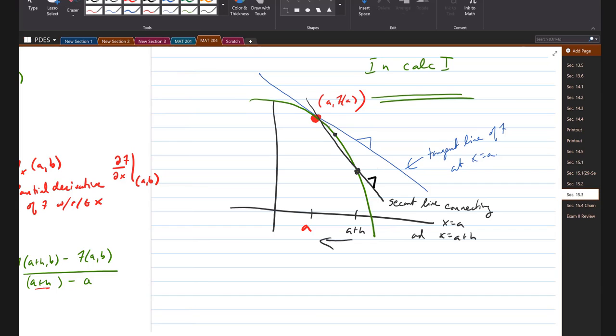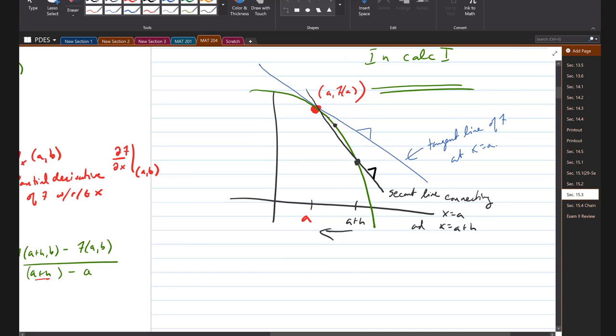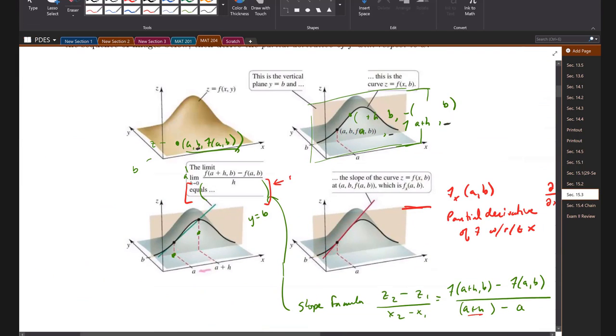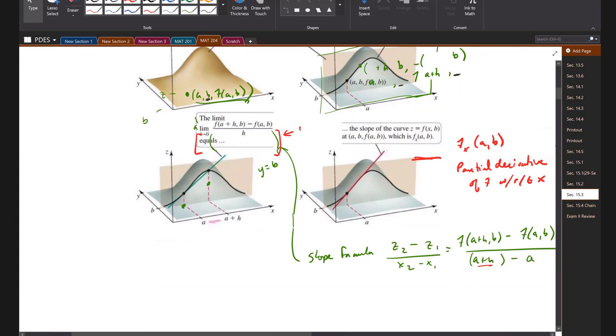For that to happen, though, what has to happen? H has to go to 0, and that's how you got your limit definition of the derivative in Calc 1. Great. So back to this, what we basically do is we take a planar slice of our surface, not just any planar slice, although we'll do that in the next section, but one that is parallel to the x-axis, right?